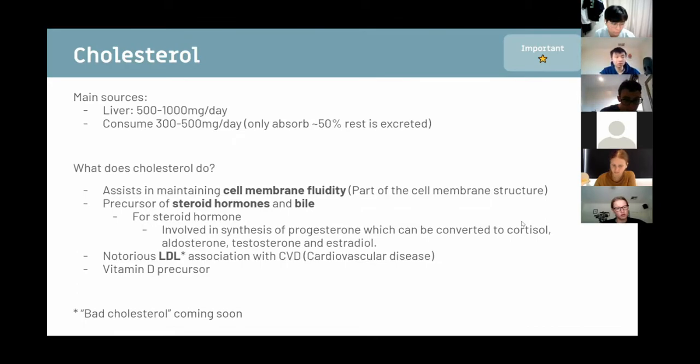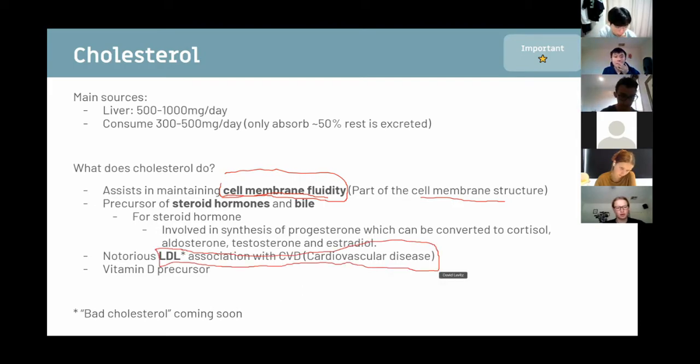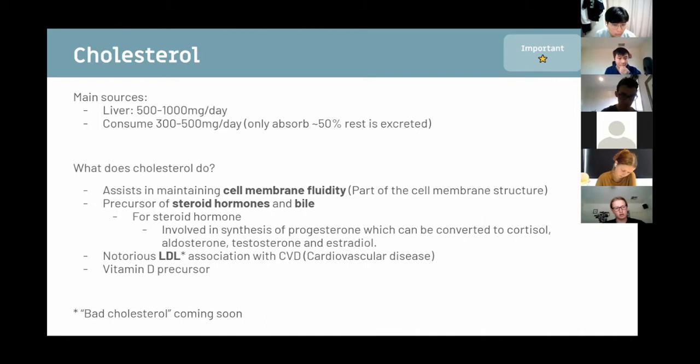Cholesterol assists in cell membrane fluidity and is part of the cell membrane structure. It's a precursor for steroid hormones and bile. What you need to know is that it's associated with LDL, which is very highly associated with cardiovascular disease, and we'll come back to it. LDL is also known as bad cholesterol. You're getting real medicine now. Let's go. Next slide.